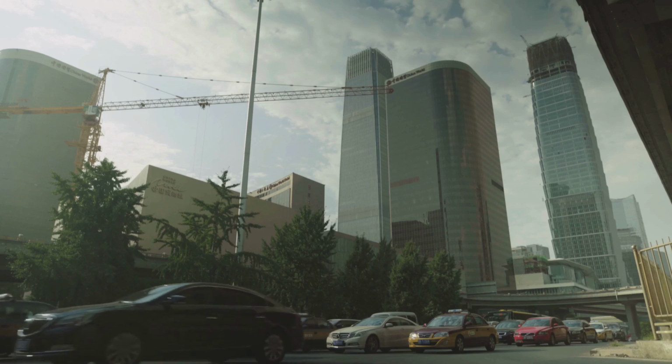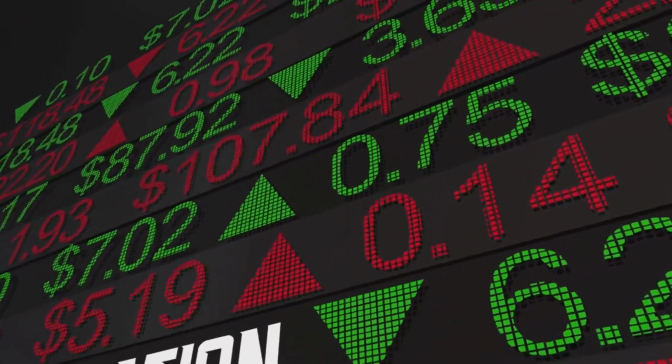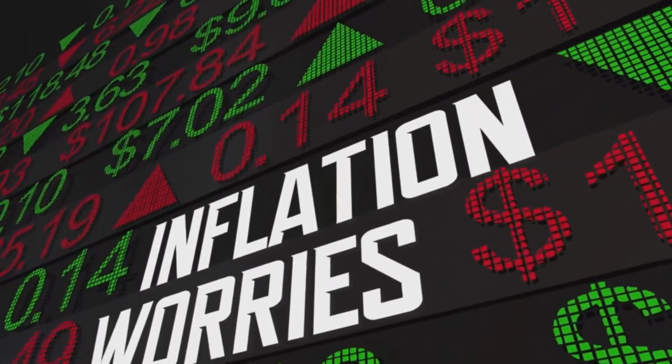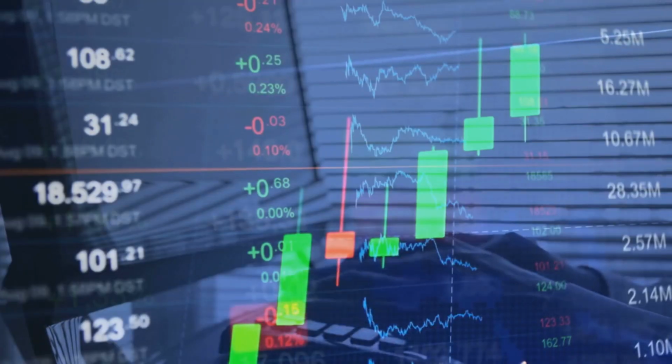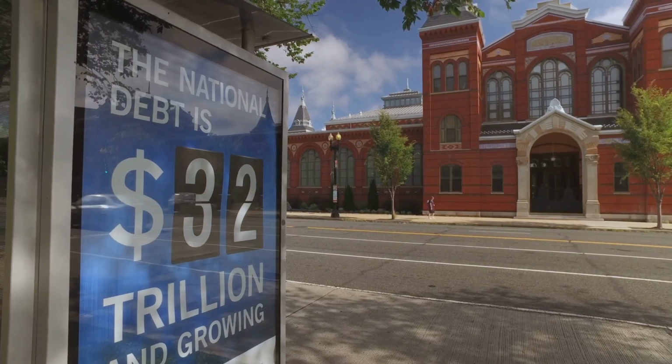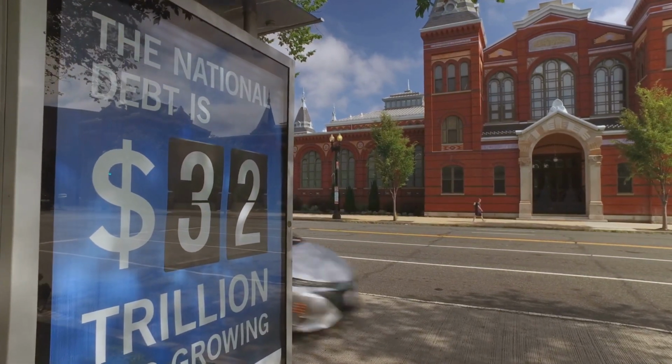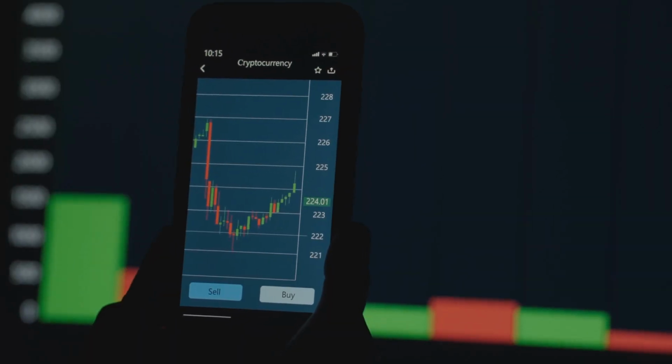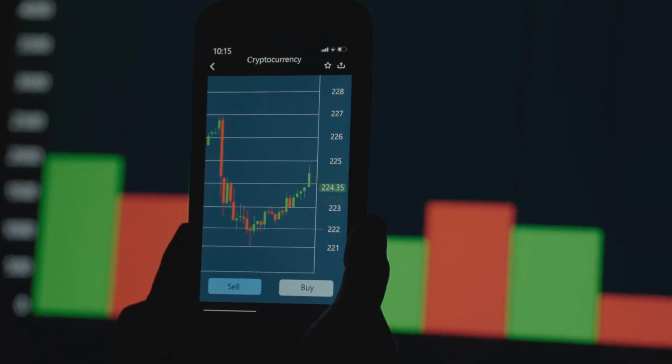Now let's fast forward nearly a century. Today, we've got high inflation, soaring corporate profits, record-breaking stock markets, plus rising inequality, massive personal debt, and worries about bubbles in tech, real estate, and crypto.